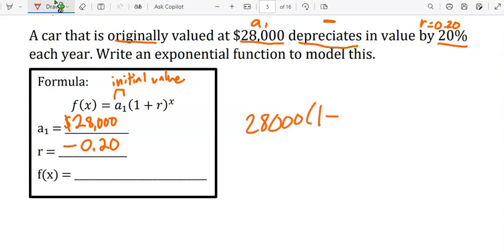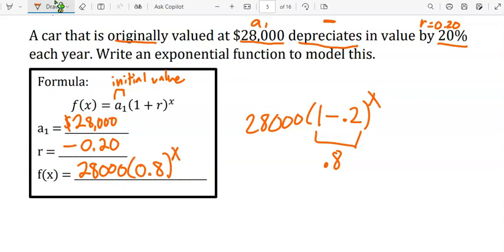And then so the formula, you would write 28,000 times 1 minus 0.2 to the x power. If you evaluate this, you get 0.8. Our formula would be 28,000 times 0.8 to the x power.